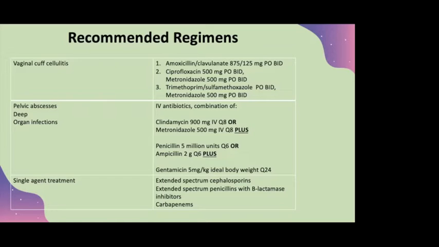Single agent treatment can also be given by using extended spectrum cephalosporins such as cefoxitin, cefotetan, ceftriaxone, cefotaxime, and ceftizoxime. Extended spectrum penicillin with beta-lactamase inhibitors can also be given, such as piperacillin tazobactam and ticarcillin clavulanate. And carbapenem such as ertapenem and meropenem may also be given.